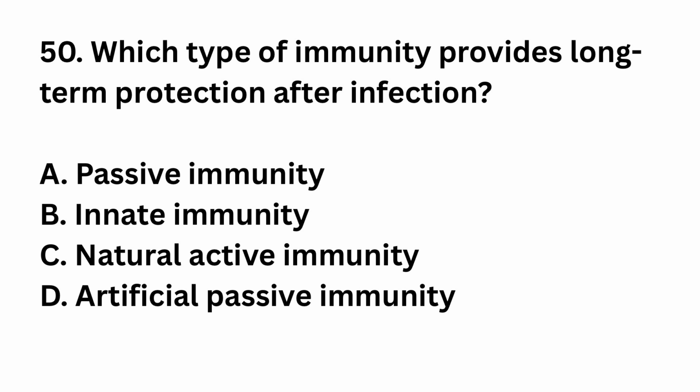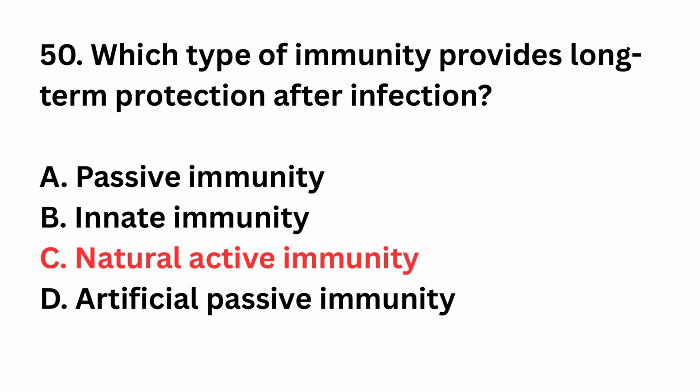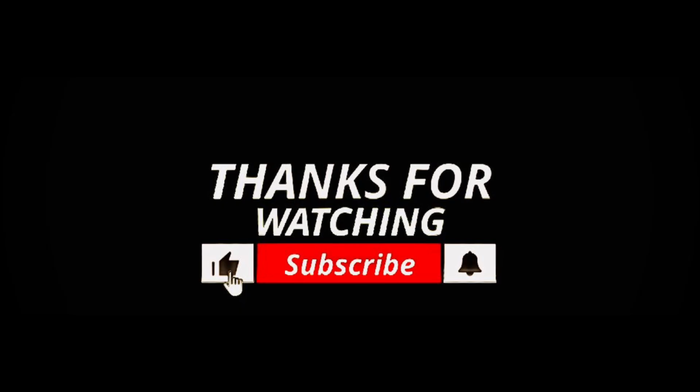Question number 50. Which type of immunity provides long-term protection after infection? Passive immunity, innate immunity, natural active immunity, artificial passive immunity. The right answer is option C, natural active immunity. The body generates its own antibodies and memory cells. Protection is usually lifelong.